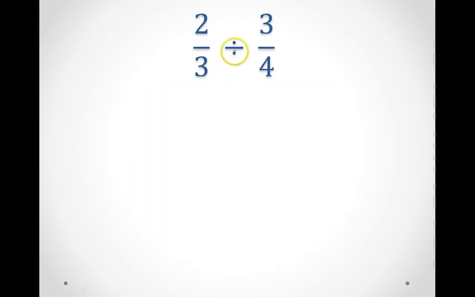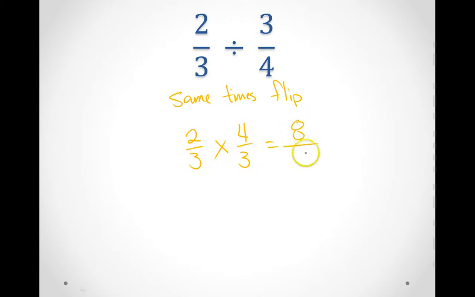2/3 divided by 3/4. So we're going to use same times flip. So 2/3 stays the same. The division sign turns to multiplication, and we flip the second fraction, 4 over 3. Now we multiply out. 2 times 4 is equal to 8. 3 times 3 is equal to 9, and 8/9 is my answer.